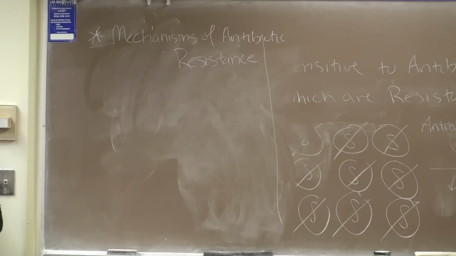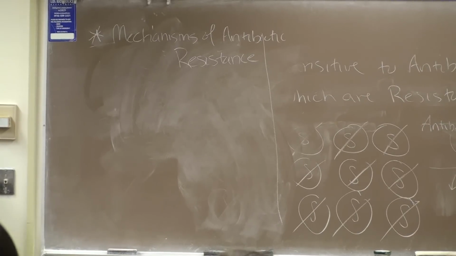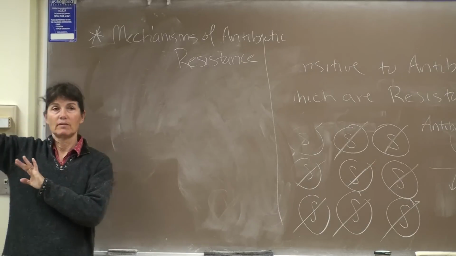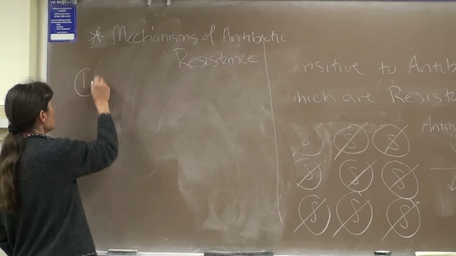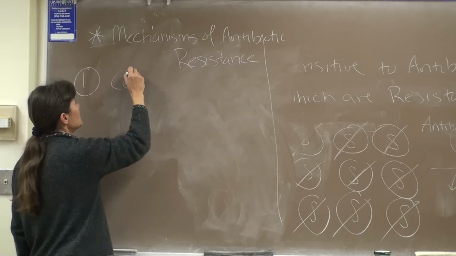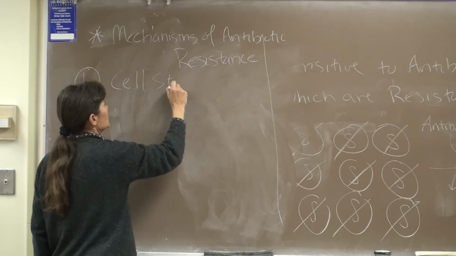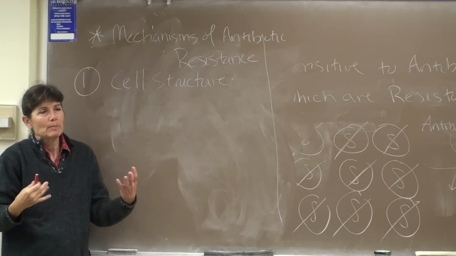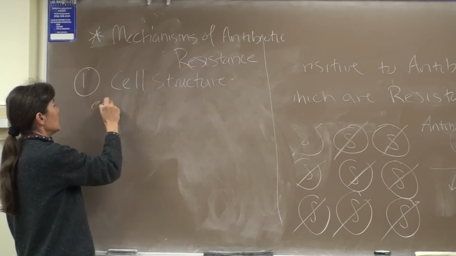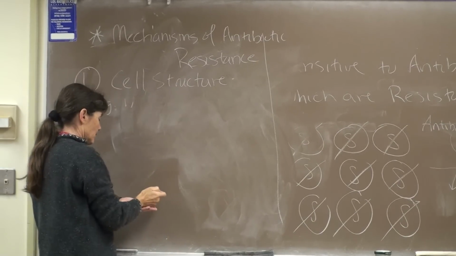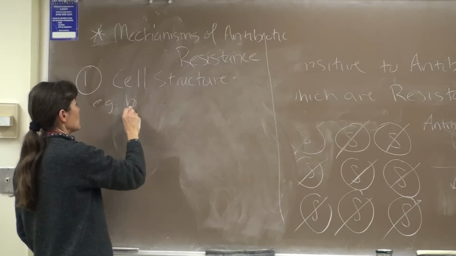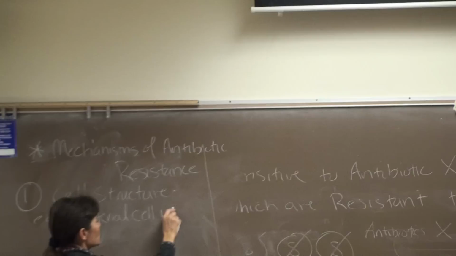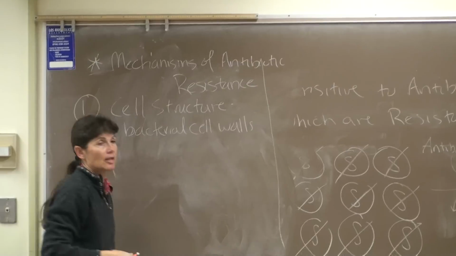So we'll first start with some general ideas, almost non-specific resistance mechanisms, and then we'll go to the more specific mechanisms. Okay. So first of all, cell structure may play a role. So what do I mean by cell structure? Well, let's think of bacterial cell walls. We know there are 3 different types of bacterial cell walls.